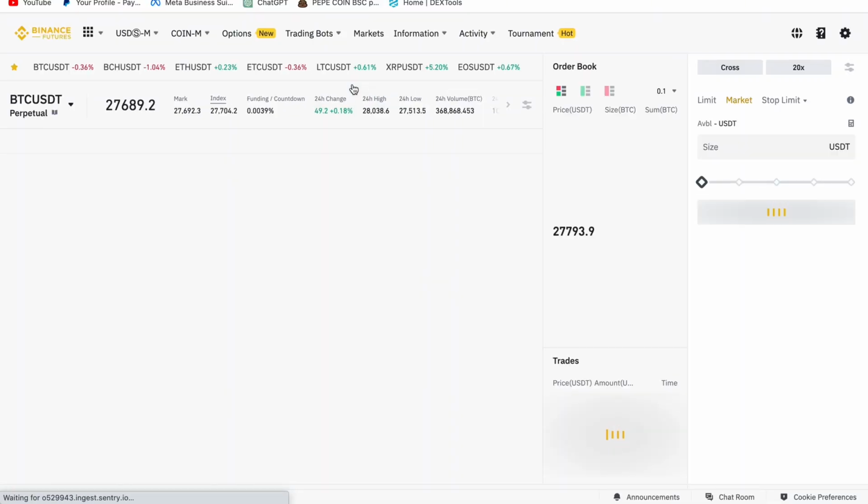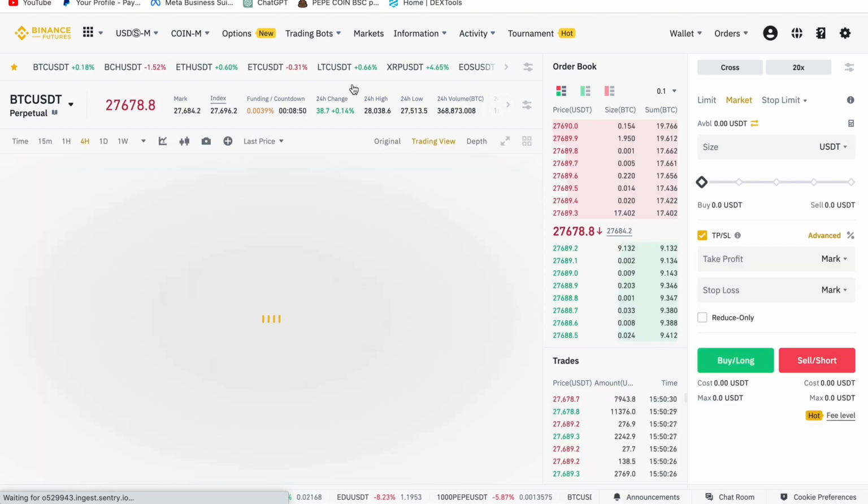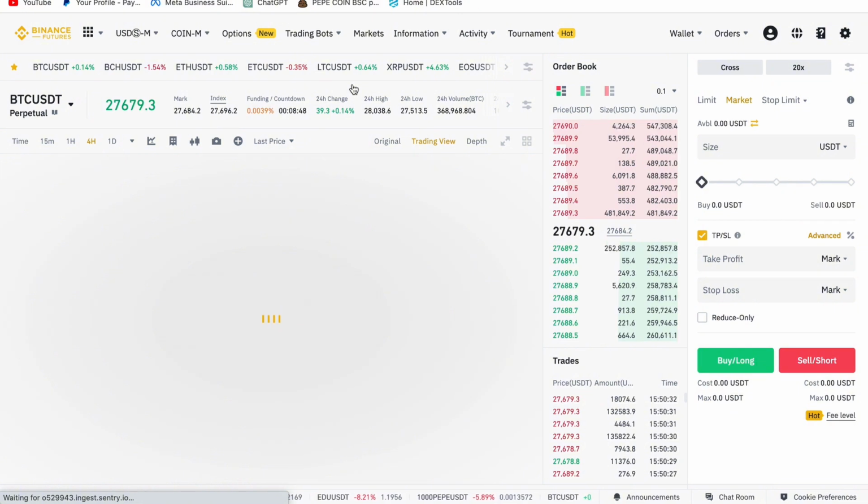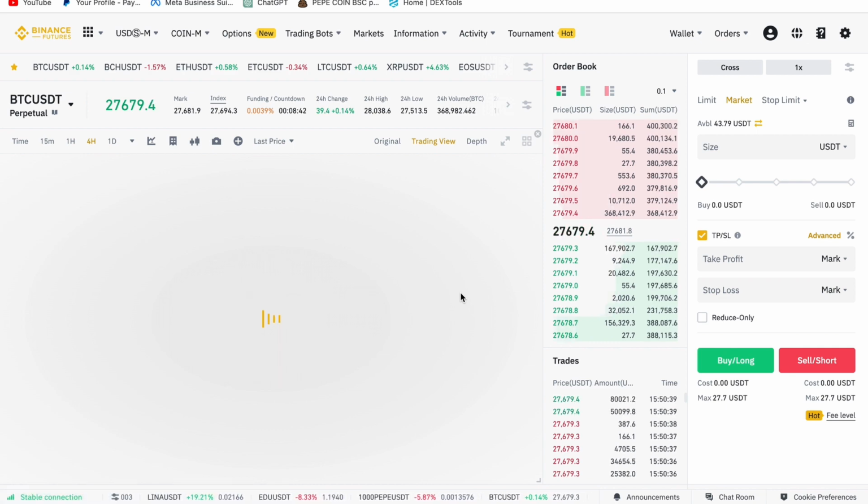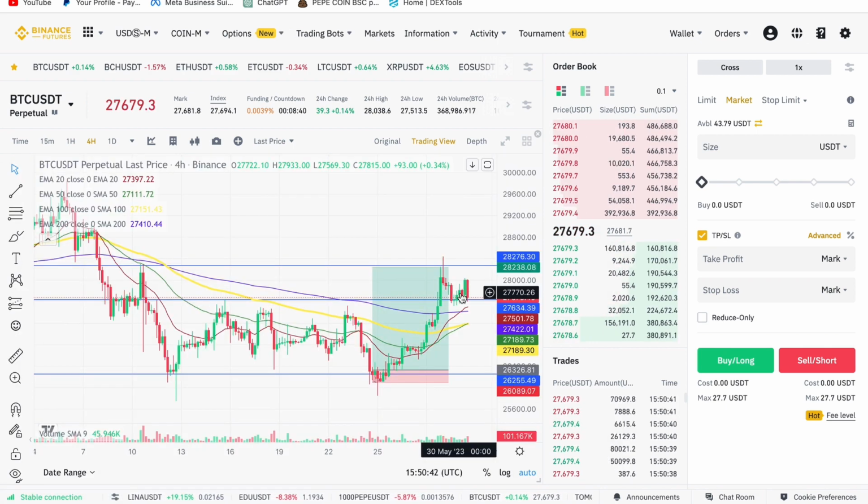The first thing is fundamental analysis. The fundamental analysis is the news, the current sentiment of the market. And we also have technical analysis, which is your own opinion after looking at the chart, the historical pattern.